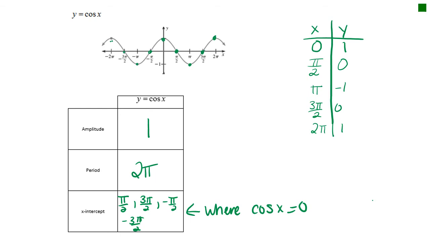So again, it still has an amplitude of 1, and it still has a period of 2 pi. Those are the parent graphs for cosine of x and sine of x. What we're going to do now is shift them and dilate them, all those things we do to parent functions to get the specific functions.